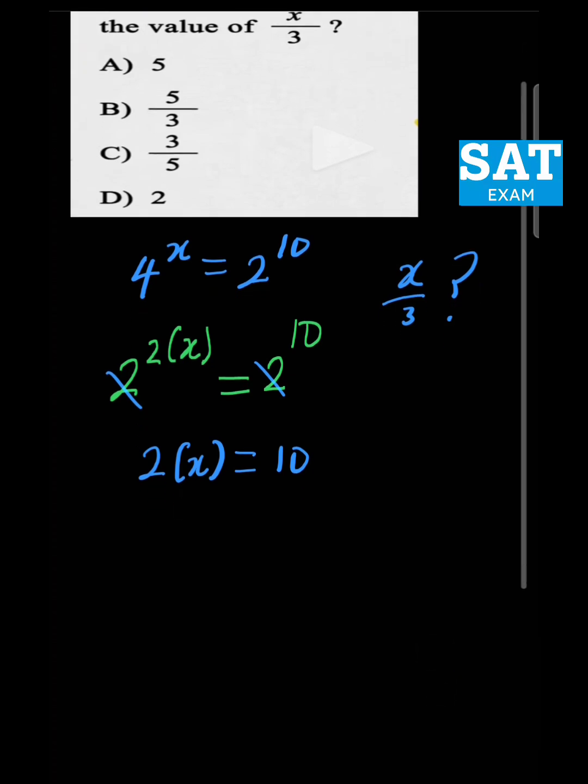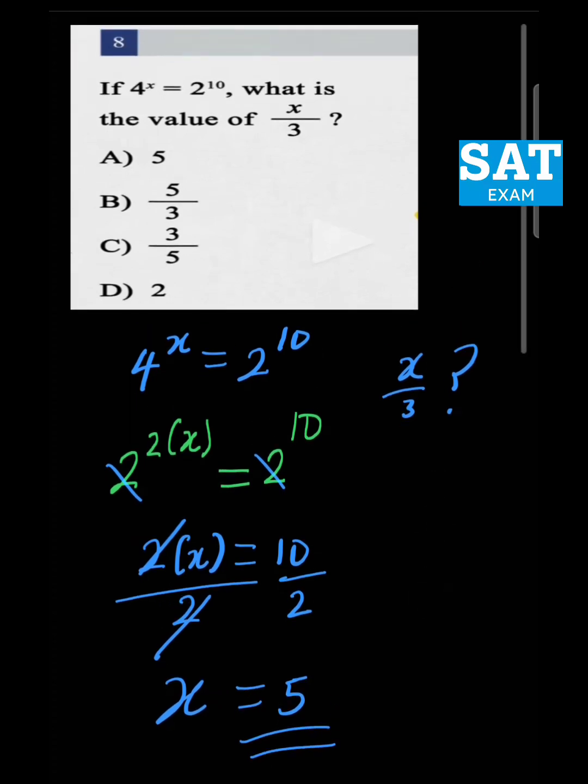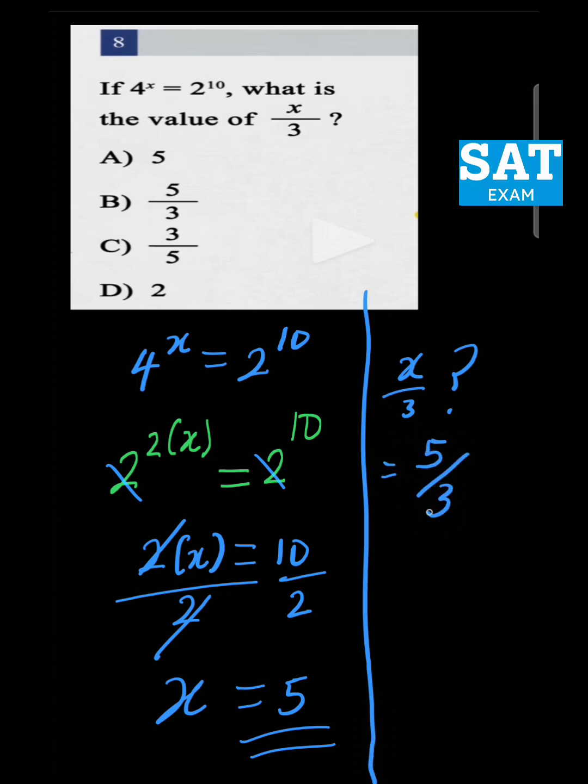When the bases are the same, we just cancel out the base, then we equate the powers. Now we're going to look for the value of x by dividing both sides by the coefficient of x, which is 2. So we divide the left hand side by 2, the right hand side by 2, so that this 2 is going to cancel this 2. We are left with only x on the left hand side, which is equal to 10 divided by 2, which is 5. So therefore, the value of x is 5. But remember, we are asked to look for the value of x over 3. So in place of x, we replace 5, then over 3. So the answer is going to be 5 over 3, which is option B.